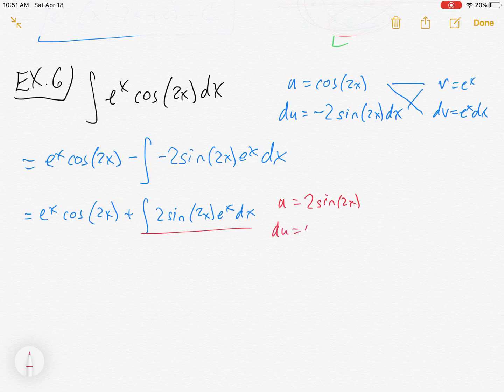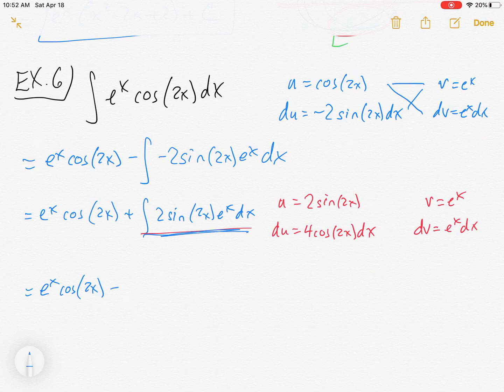Okay, so we're looking at this, and we're going to follow the same rule and say, let trig take the precedence here and get to be u. This is now going to be 4 cosine 2x. And this is, again, e to the x dx and e to the x. Okay, so we already have this. This is going to start getting really long. And now we're splitting this part. So it's plus. So we've done that, and then that's next.